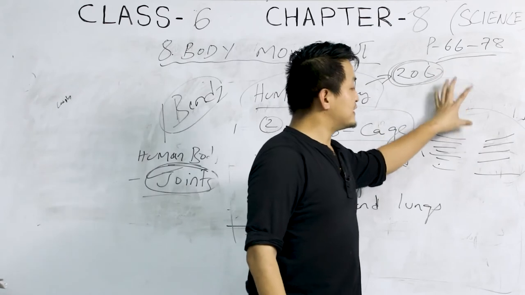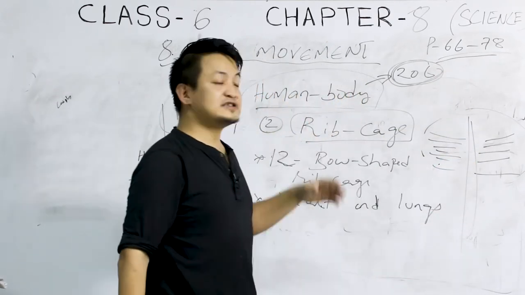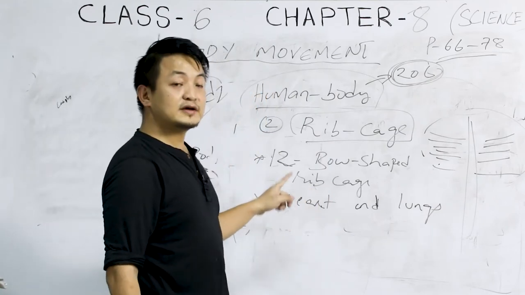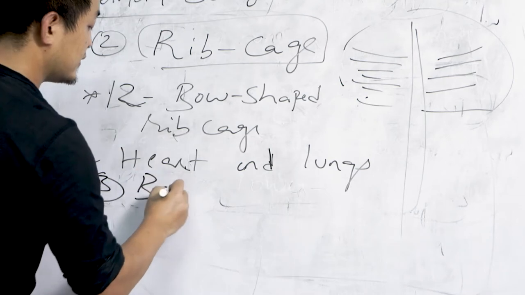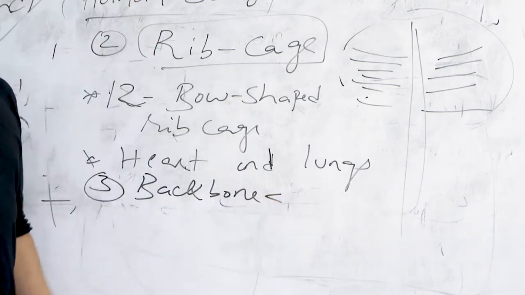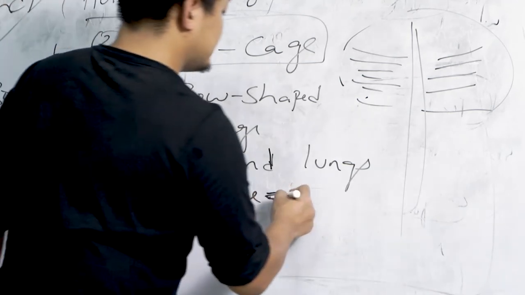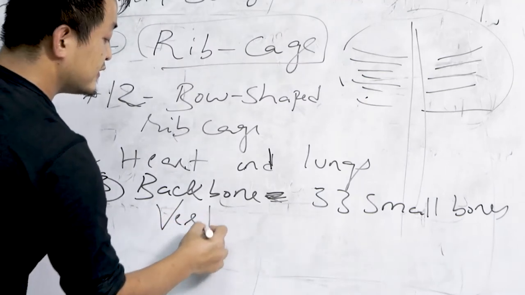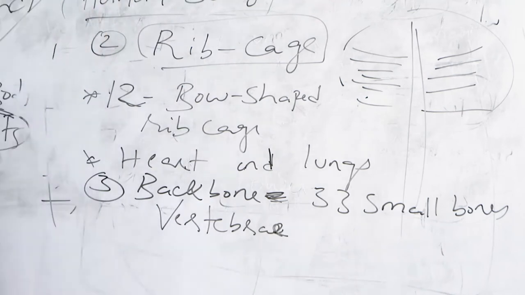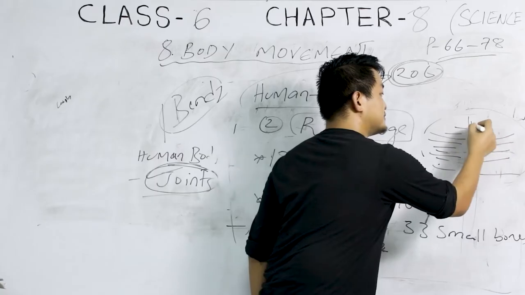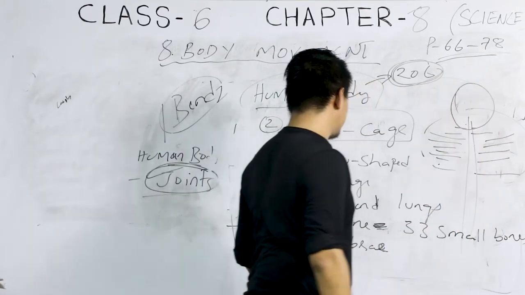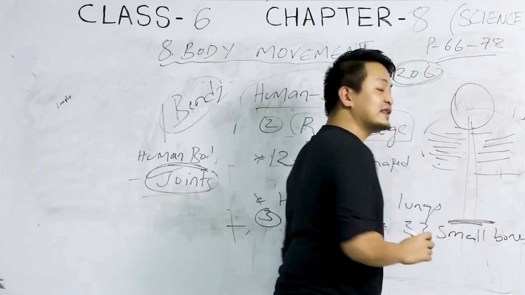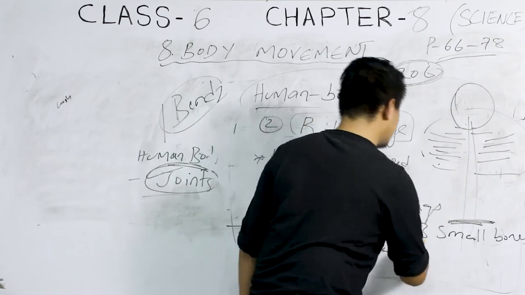Now, this rib cage is also joined with the chest bone. Clear? It's also joined with the chest bone and the backbone. So now next we are going to discuss the backbone. Now the backbone, you can just touch and feel it, okay? It's made up of 33 small bones, which are known as vertebrae. Clear? Now, the first two parts of the vertebrae are attached with the skull. And the last one is just attached with the backbone. That's why it is also known as floating.